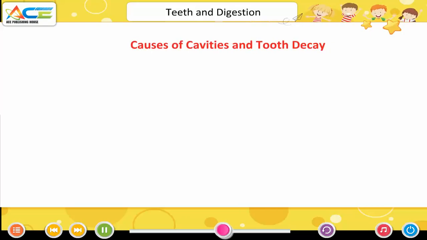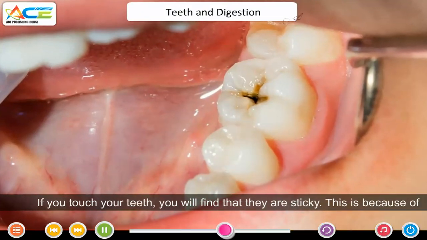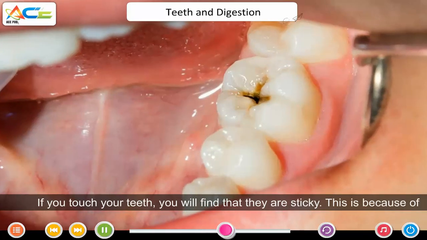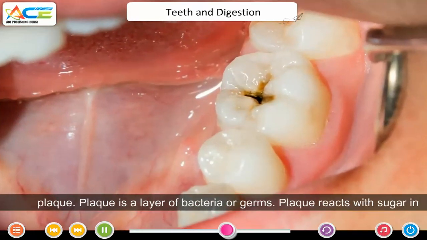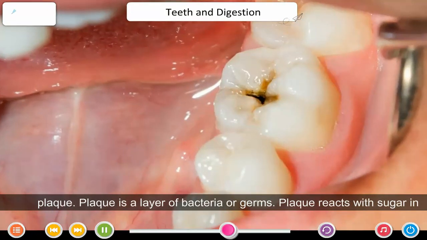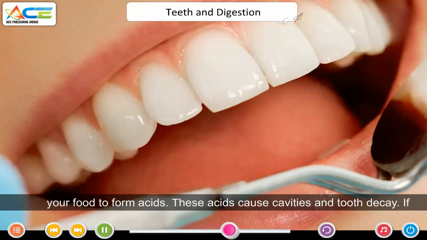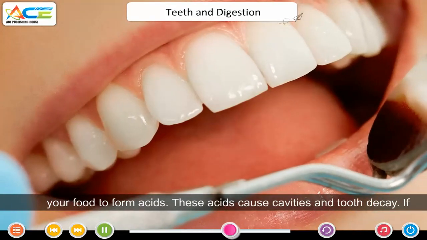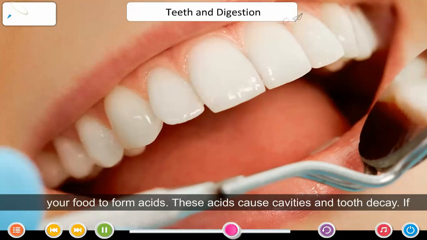Causes of cavities and tooth decay. If you touch your teeth, you will find that they are sticky. This is because of plaque. Plaque is a layer of bacteria or germs. Plaque reacts with sugar in your food to form acids. These acids cause cavities and tooth decay.